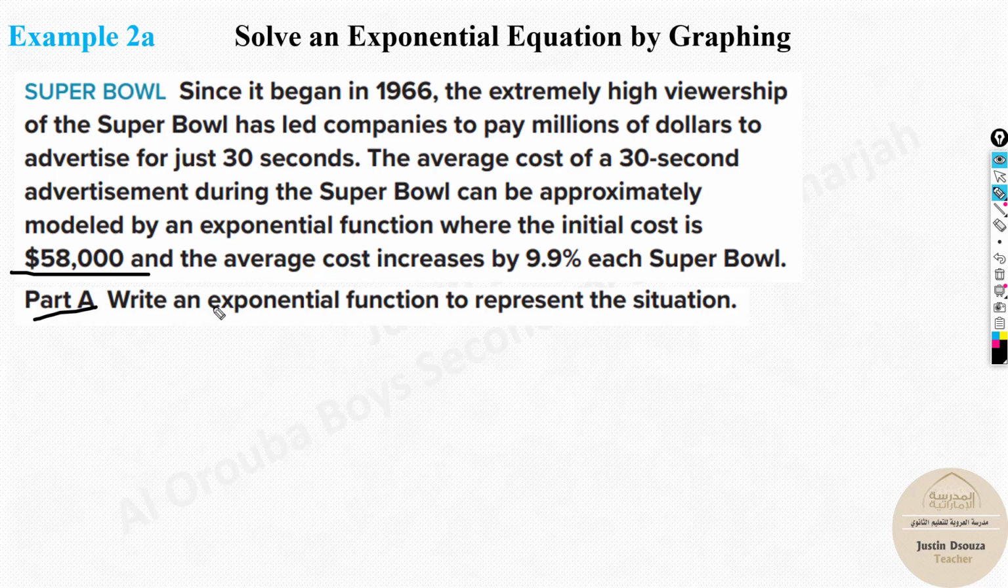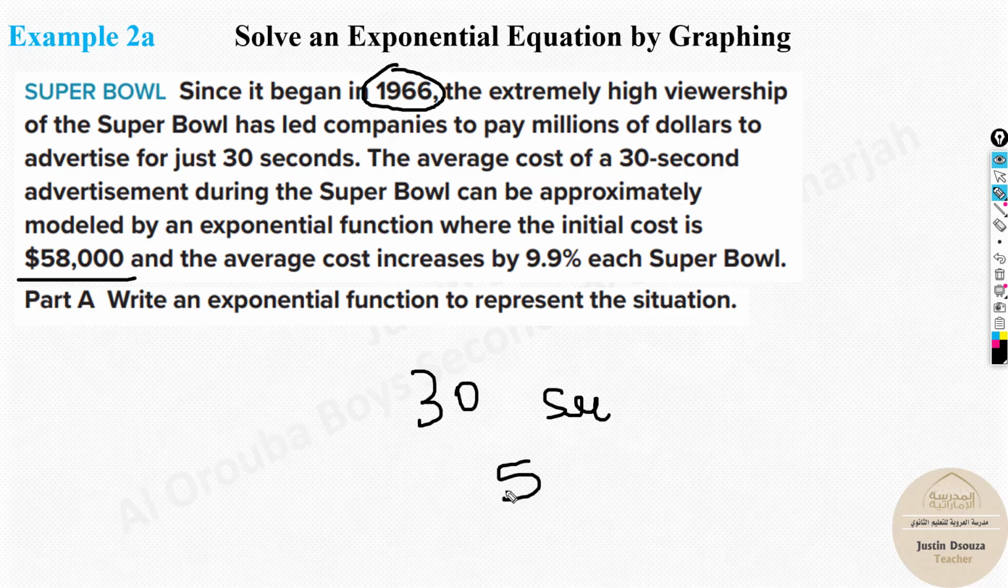Now for part A, we must write the exponential function to represent this situation. Now to understand this, in 1966 they started the Super Bowl, right? The thing is, it was so popular that for just a 30-second advertisement, in 1966 it started with 58,000. So you have to pay 58,000. But that was the first Super Bowl. In the next year, 1967, there was a second Super Bowl, but the rate increased by almost 10%. Means about $5,800 was increased.